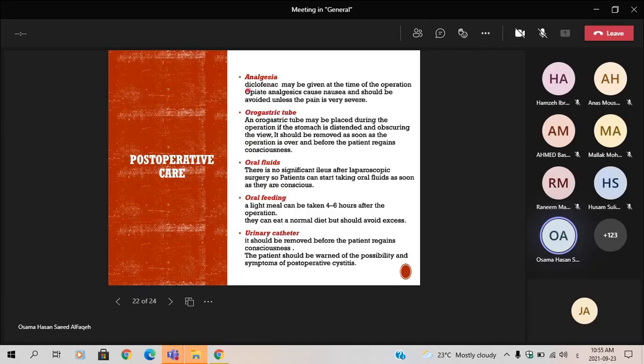نعطي البيشنت انالجيسيا ديكلوفينيك عشان تشيل البين. والاوبيات ما بتنعطى الا في حالات السيفير بين لانها بتعمل نوزيا. الاوروغاستريك تيوب واليورينري كاثيتر تنشال قبل ما المريض يرجع الى حاله الكونشوس. والاورال فلويد بنعطى للبيشنت الاورال فلويد عادي بعد ما يصحى بعد اللاباروسكوبيك سيرجري، ولكن نتاكد انه ما في اي إلياس. والاورال فيدنج بتقدر تعطيه هو لايت ميلز من بعد 4 إلى 6 ساعات من العمليه، ما يزيد حجم الميلز.